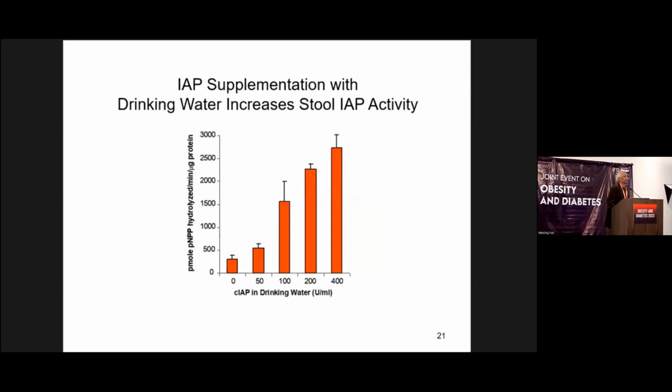And then I thought, okay, let me try oral supplementation with IAP, what happens? But before that, I was thinking that it's passing through gastric juice, which is acidic, and this alkaline phosphatase works in alkaline conditions. Will it be destroyed? So I supplemented the mice with water containing CIP, and the more concentrated the water with CIP, the more I was getting in the stool. So it was not destroyed, and I was confident that it would work.